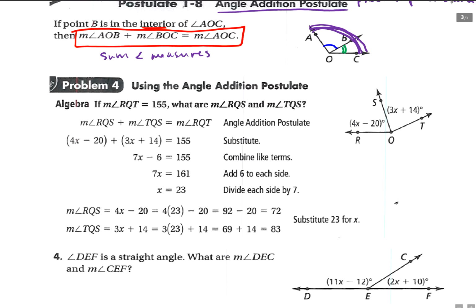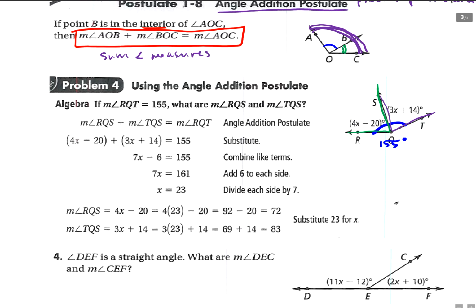If the measure of angle RQT, so the first thing I'm going to do, I am going to go find angle RQT. RQT is that angle right there. It is that whole thing. RQT is 155 degrees, so I label it. What are the measures of angles RQS and TQS? So let's find RQS. RQS goes right here, and TQS is right here.